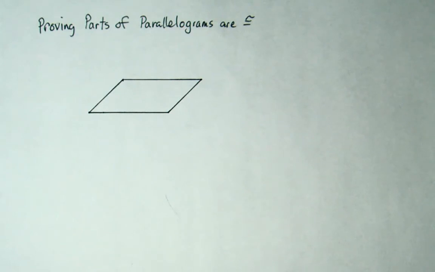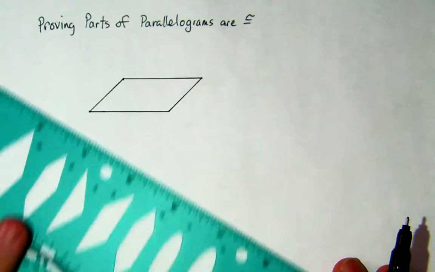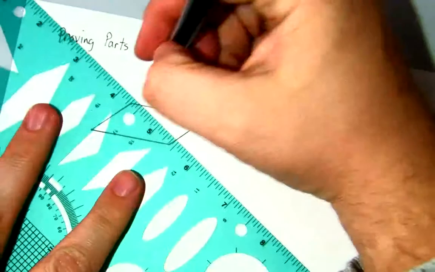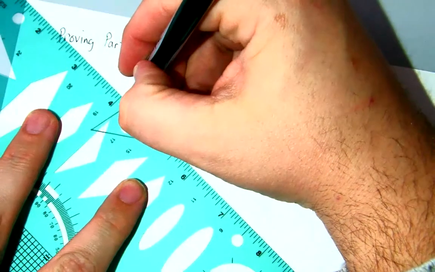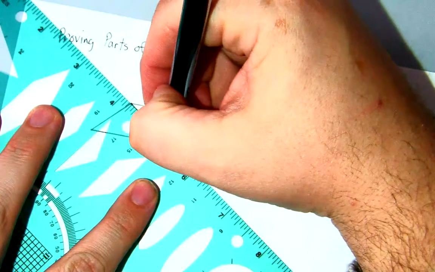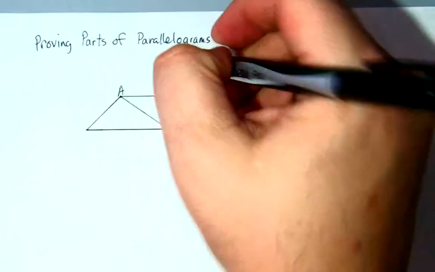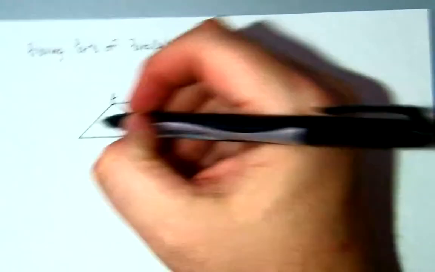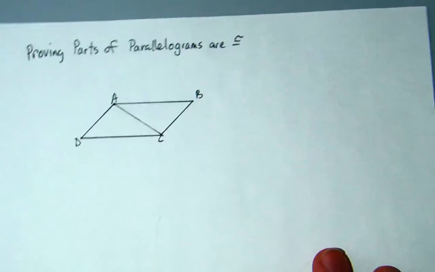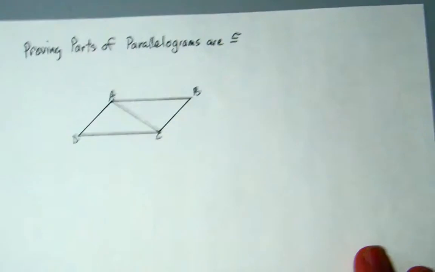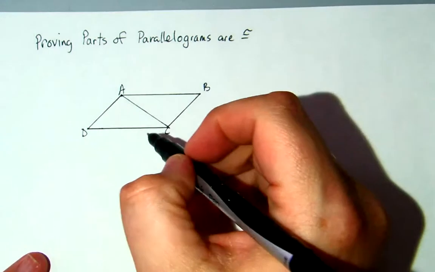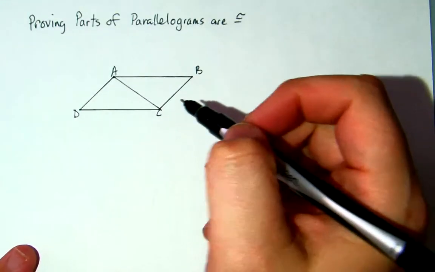Hello again. We are going to prove some parts of parallelograms are congruent. And I've drawn a parallelogram, and what I'm going to do is draw one of the diagonals. Based off of this, A, B, C, D, I want to prove that the two triangles are congruent. And there are a lot of different ways that we can do this.